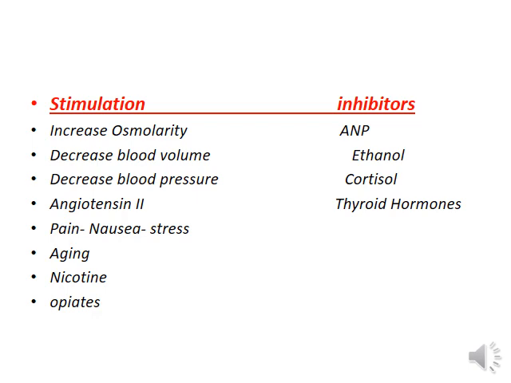And during aging, nicotine usage and opioids also do so. But ethanol, cortisol, thyroid hormones, and also ANP, which I will talk about, are physiological inhibitors of ADH.